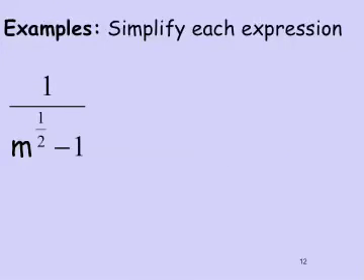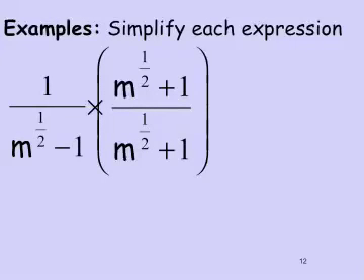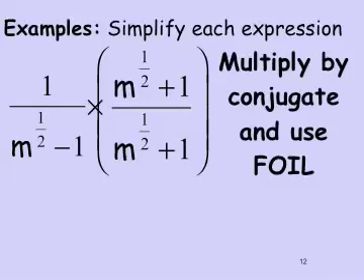Here's one that's a little more complicated. We don't have a monomial in the denominator here, so we're going to have to multiply by its conjugate. Remember, that simply means we're going to change that subtraction in the denominator to a plus, and then we'll multiply. Don't forget the shortcut. We take the first term in the denominator and square it, and subtract the square of the second term. We could also use FOIL if we don't remember that shortcut.